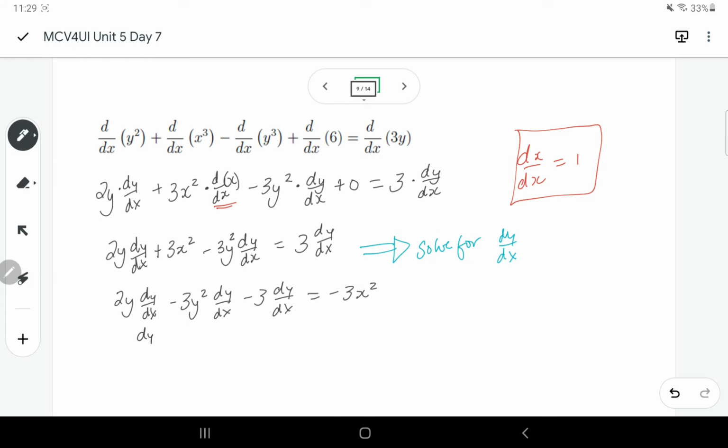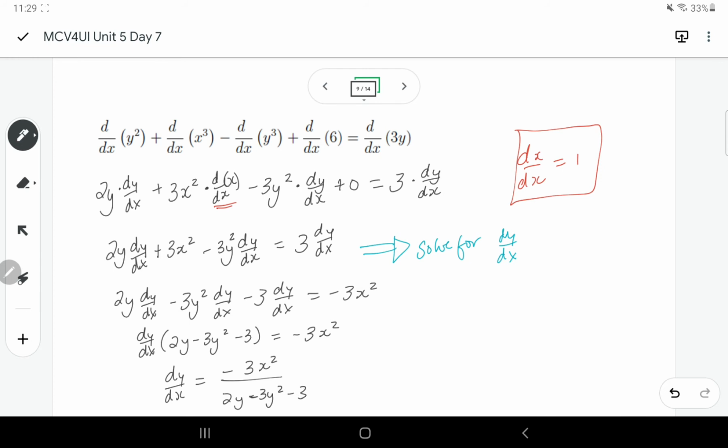Common factoring a dy/dx, I get dy/dx times the bracket 2y minus 3y squared minus 3 equals negative 3x squared. And then solving for dy/dx by itself, I'm going to divide out that bracket on the other side. So I get dy/dx equals negative 3x squared over 2y minus 3y squared minus 3.